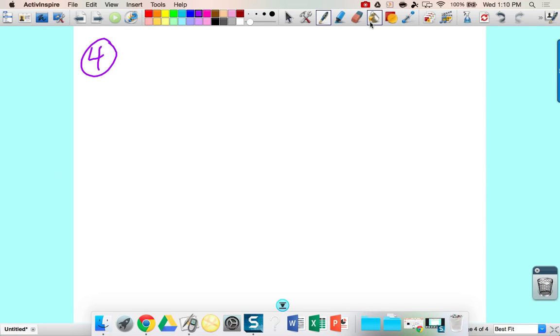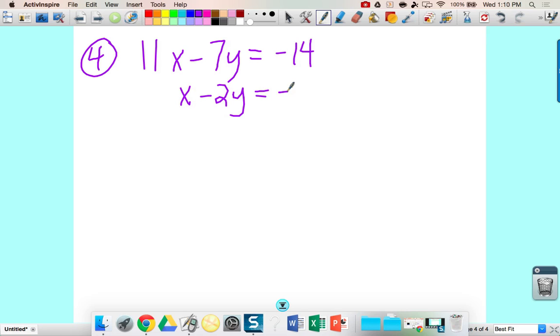All right, it's 11x minus 7y -15. Do you want me to solve for a variable in the top one to show you what it would look like? You guys want to see that? Sure. Because a lot of people chose the top one to solve for one of the variables.